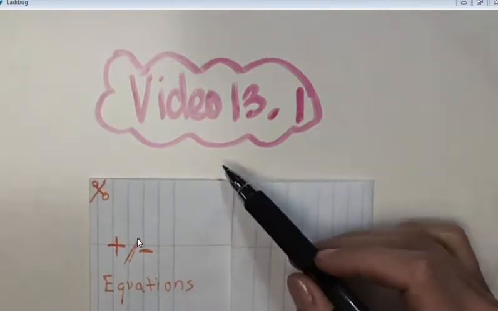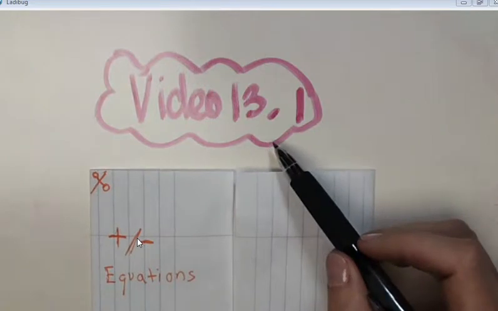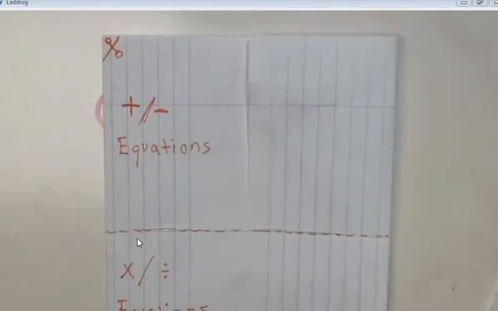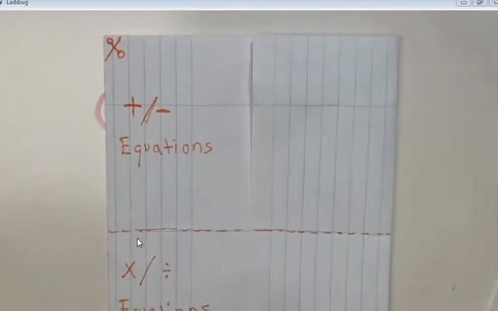We're going to be doing video 13.1 today, and we're actually going to start with your foldable. We're going to add little pieces every day, like Mr. Nelson was saying. So we're going to flip to the back, and I'm going to show you what an inequality looks like, and then what it looks like on a graph.